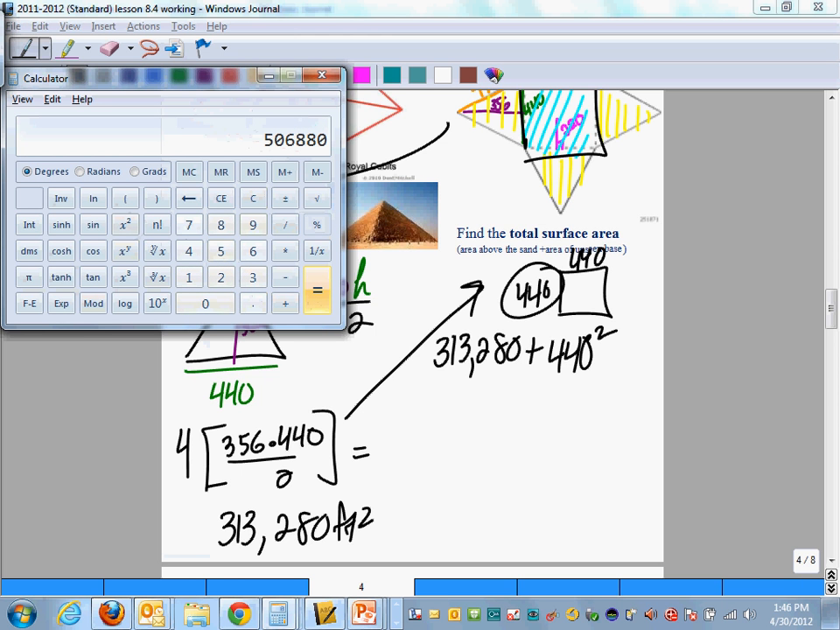All righty, guys. You see that? Okay, that's how you find surface area and lateral area.